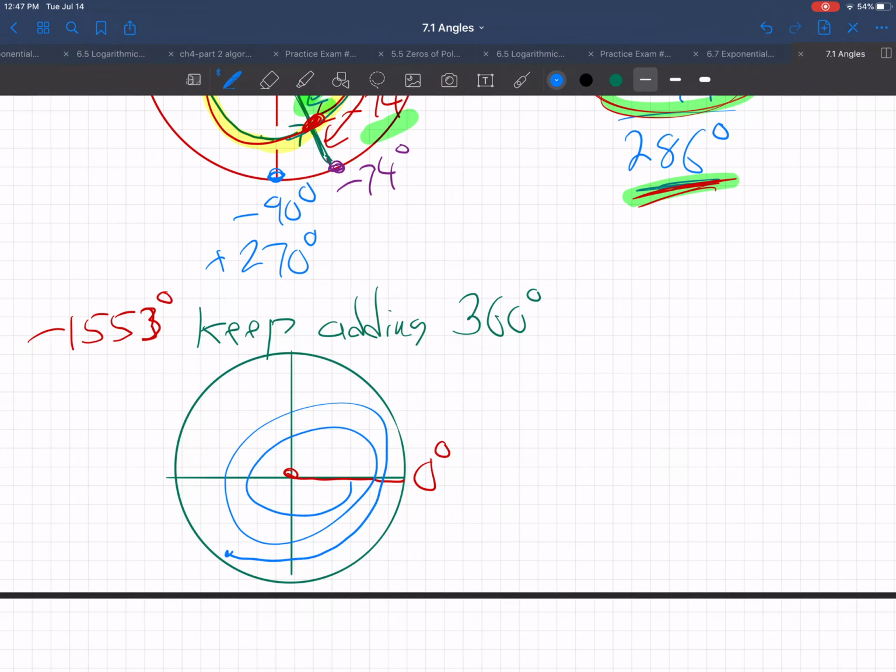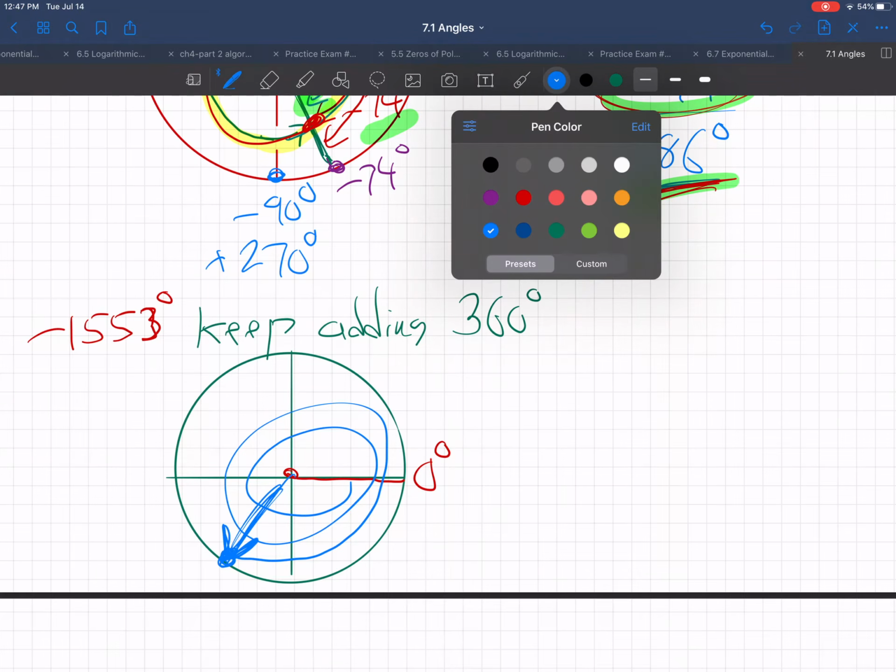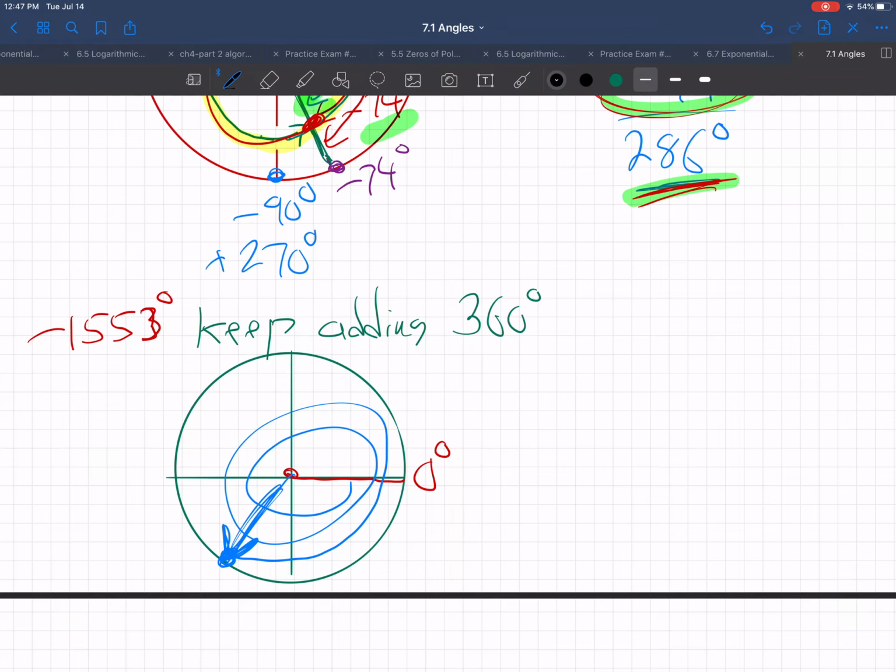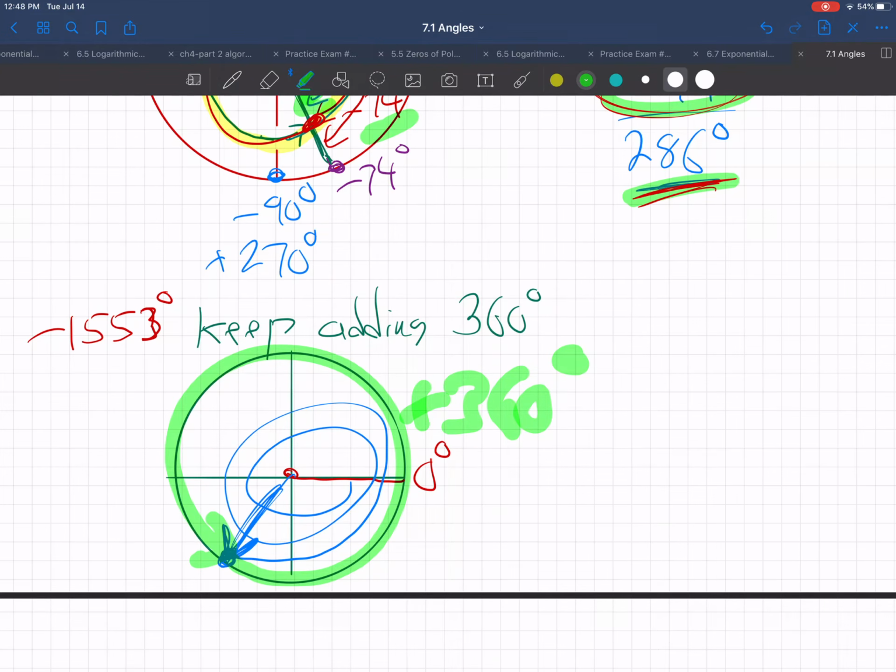Suppose it ends right there. I'm just guessing, right? A whole bunch of times around, negative, ending right there. If you said, okay, I'm pointing right there in that direction, that's my ending spot maybe for negative 1553, I have no idea. And you said, oh, really? Okay, I want you to take that ending spot and add 360. So go 360. You're back at the same spot. If you add 360, you're just right back at the same spot, aren't you?